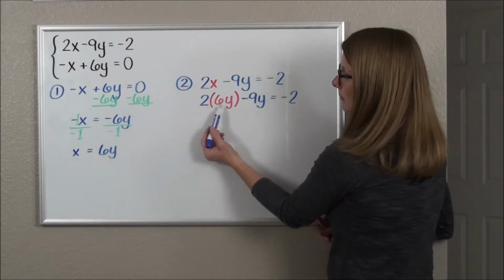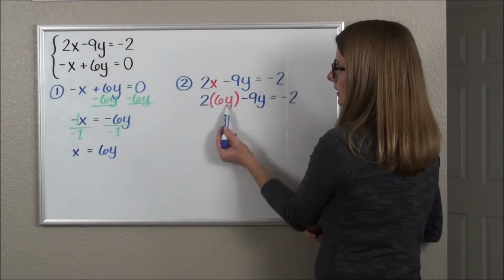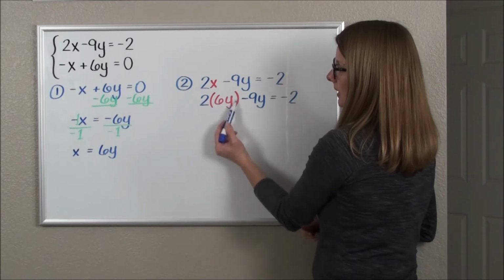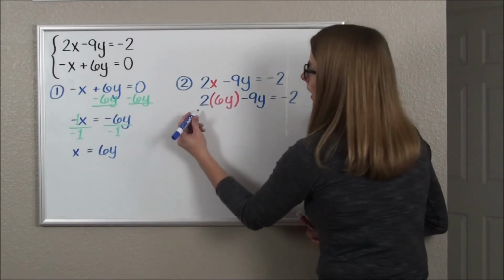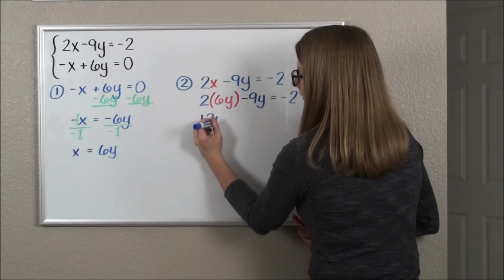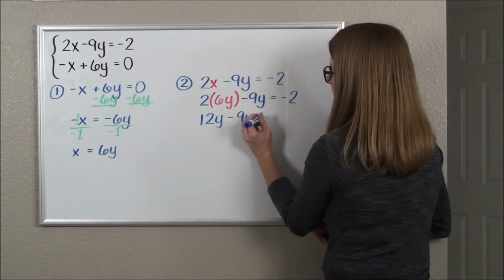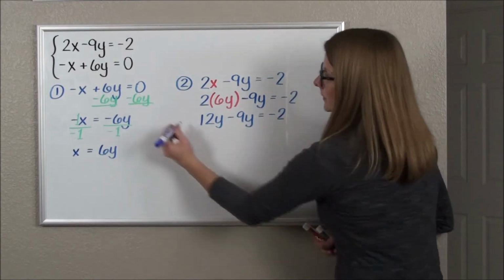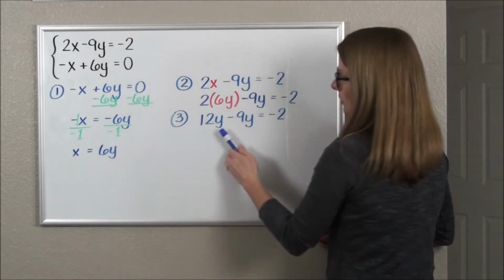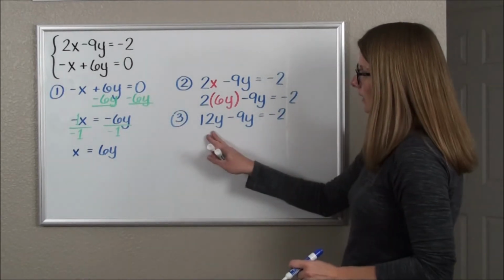I'm going to go ahead and multiply. It's not really distribution because there's no addition or subtraction happening in here, but 2 times 6y gives me 12y. Then I have minus 9y equals negative 2. This is my third step. I'm starting here by trying to solve for the y.